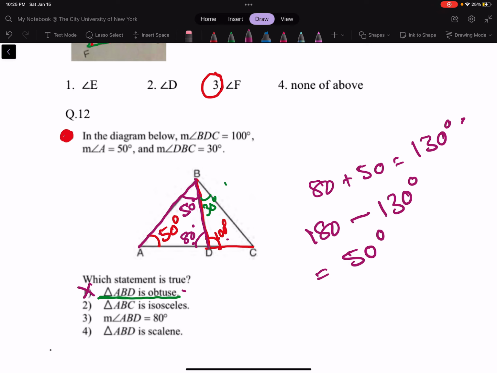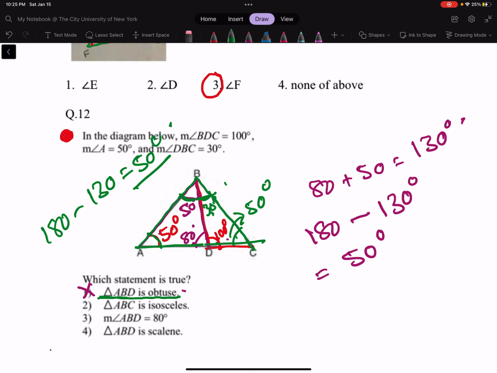So ABC, let's see. ABC, so that's a triangle. We know this angle is 50, this angle is 80. So this has to be, in two ways we can do it: 30 and 100 in this triangle is 130, so this has to be 50. In the other way we can say this is 80 and 50, 130. So from 180, if you subtract 130, this way you also get 50.